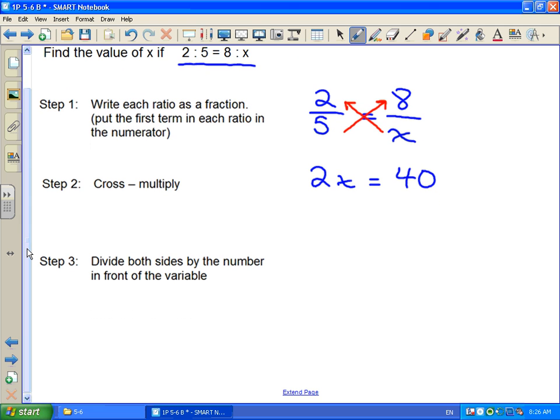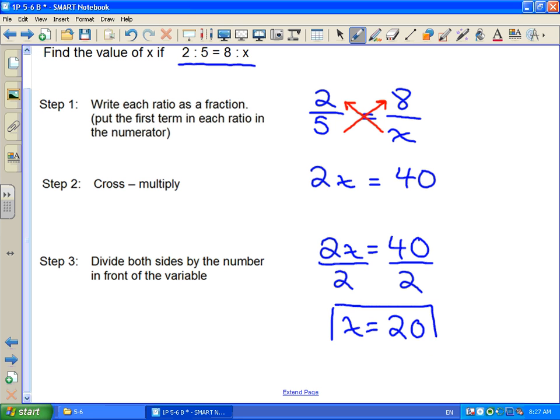Now, we just want to solve this thing for x. Well, if we have 2x equals 40, we remember from the previous unit on solving equations that if we want to isolate x or get x all by itself, what we have to do is divide both sides by the number in front of the variable. So we've got that 2 out front. We're going to divide by 2 over here and 2 over here. And that's going to leave us with x equals 20. And that's our solution.